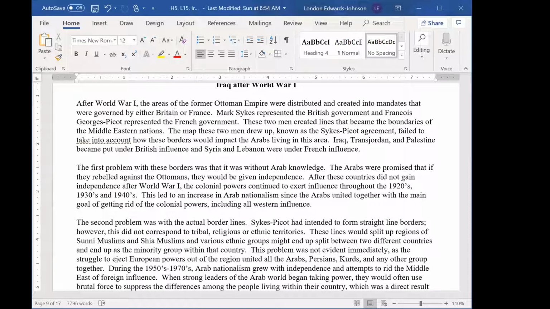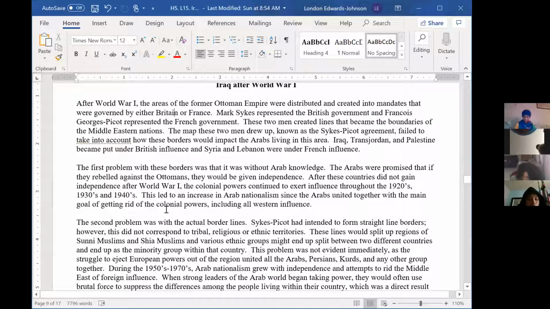Excellent. They said if you participate with us in this war and you help us, you turn against the leaders of the empire, we will give you independence and you'll be your own country. That is not what happened, right? And when they recreated these borders, what was the first problem of them creating these new borders, Olivia? The first problem is that it was without Arab knowledge, or like they didn't know about it. Can you explain what that means?